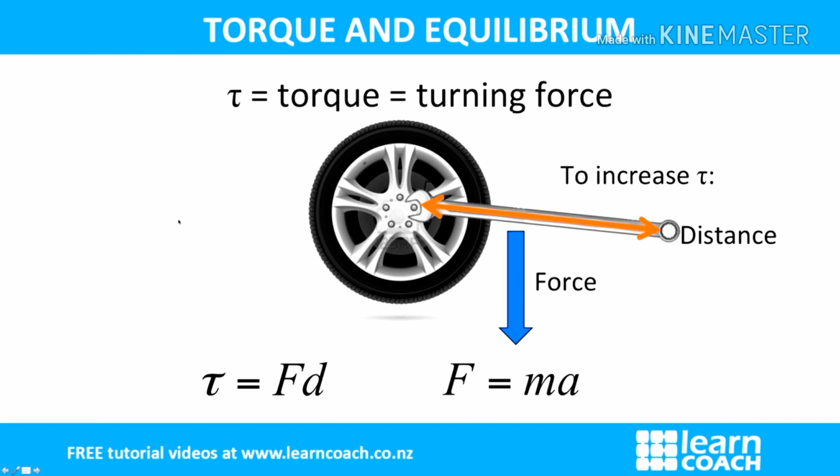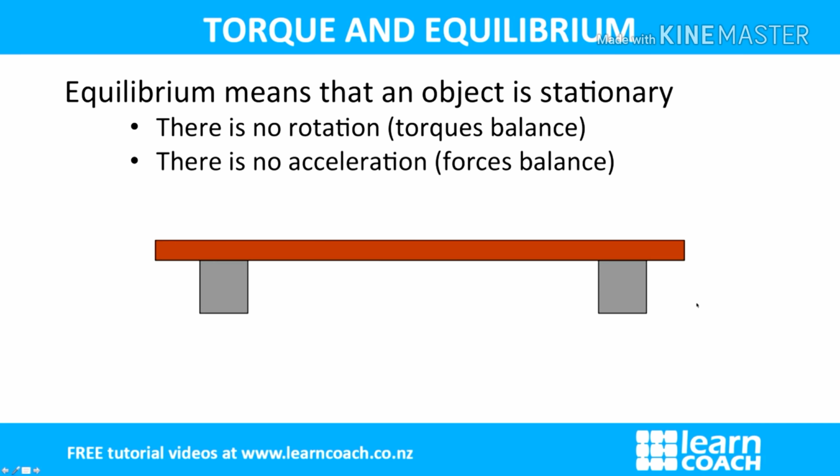So now that we have an idea of what torque is, a turning force, let's look at what equilibrium is. Equilibrium means that an object is completely stationary. So it means that there's no rotation at all and there's no acceleration at all. For example, this bench here, or this plank of wood supported by two blocks, is not moving at all. It's not rotating anywhere, so there are no turning forces which are unbalanced. And there's no acceleration. It's not speeding up or slowing down or falling onto the ground. It's completely balanced, and that is equilibrium.